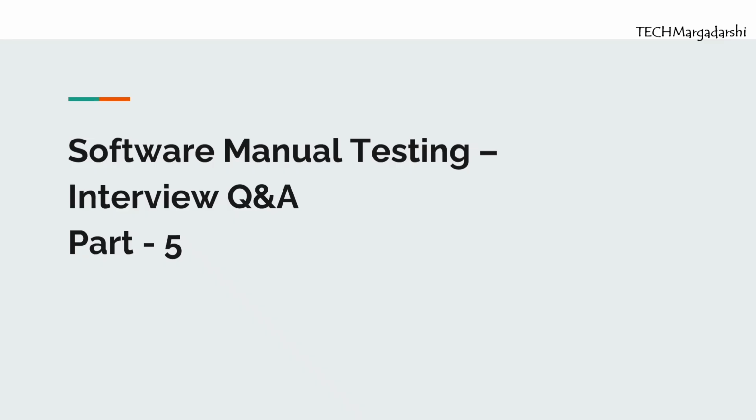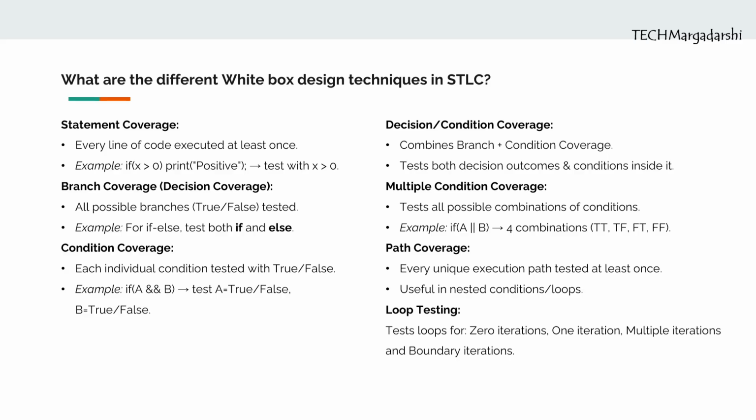In the previous session, we covered topics like the bug or defect life cycle, different types of black box and white box testing, and a few more important concepts. In this session, we are going to cover some more important questions that are frequently asked in interviews. Now, here is the first question of part 5 series. What are the different white box design techniques in STLC?